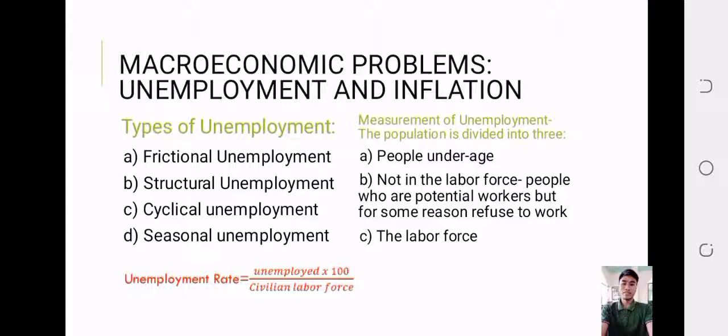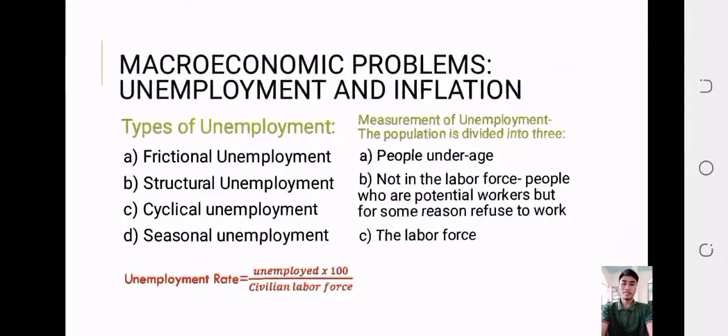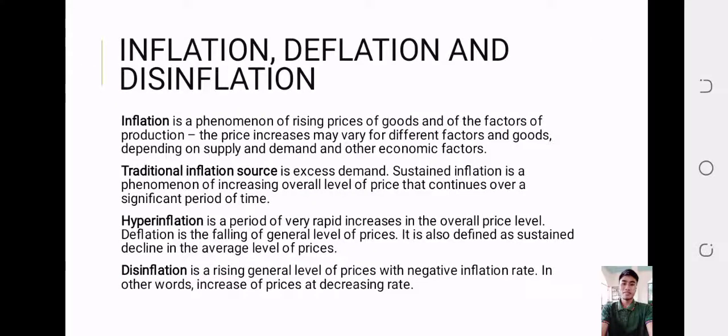Macroeconomic problems: unemployment and inflation. Types of unemployment: frictional, structural, cyclical, and seasonal. In measuring unemployment, the population is divided into three: people underage, not in the labor force, people who are potential workers but for some reason refuse to work, and the labor force. Then inflation, deflation, and disinflation.